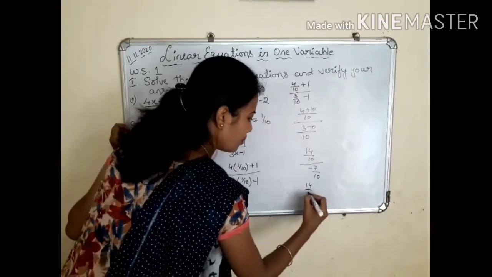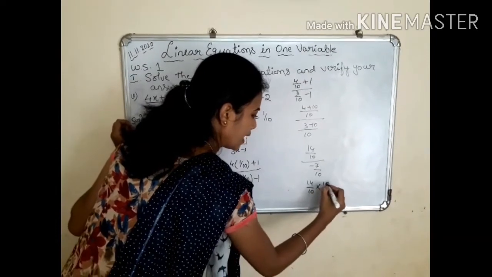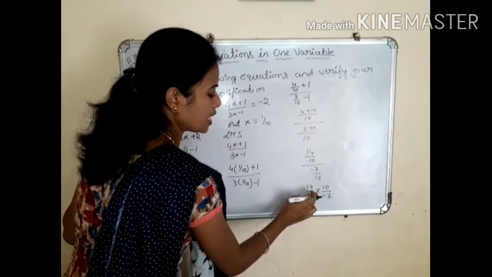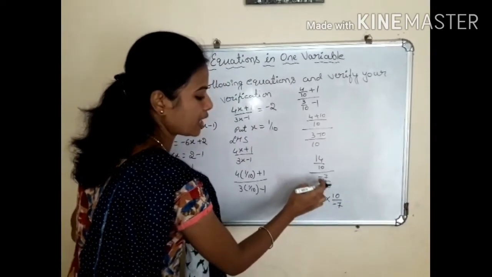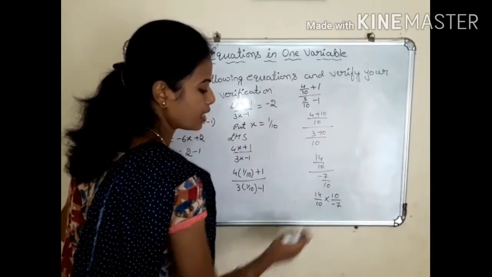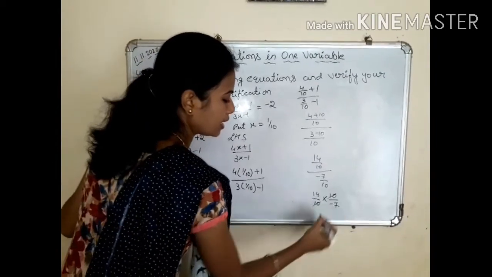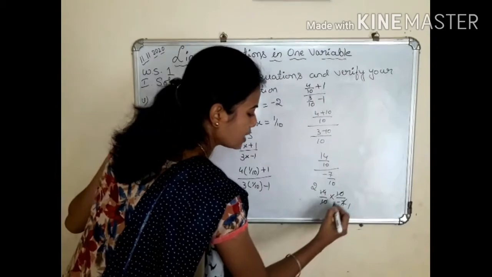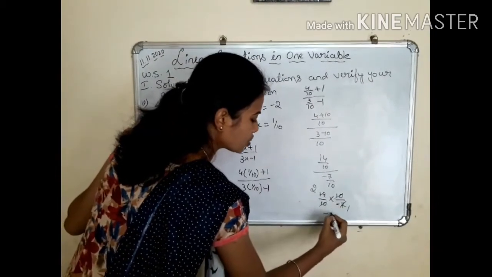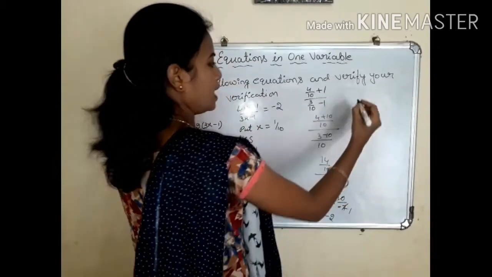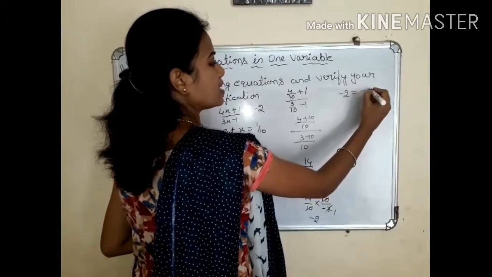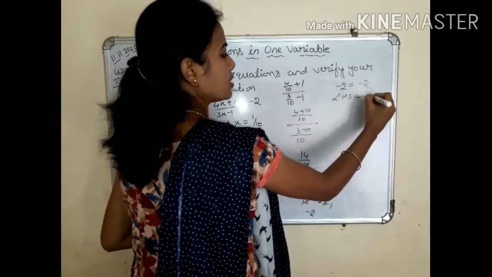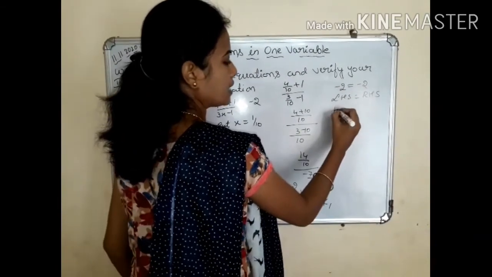40 by 10 into 10 by minus 7. Division changes into multiplication, then write down minus 7 by 10 as 10 by minus 7. 10 get cancelled. 7 ones are 7, 7 twos are. Here minus left, minus 2. LHS and RHS we got same. LHS and RHS equal, hence verified.